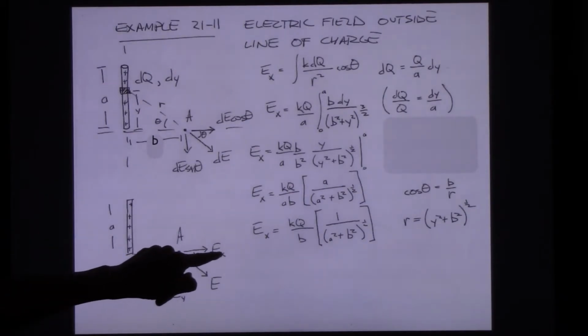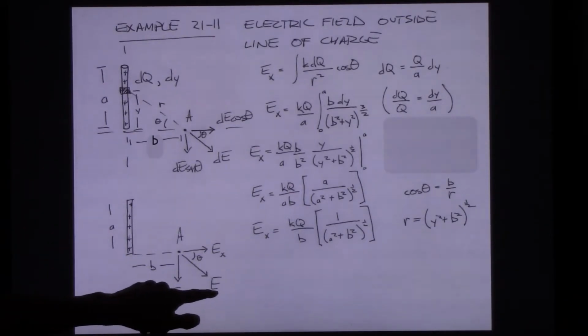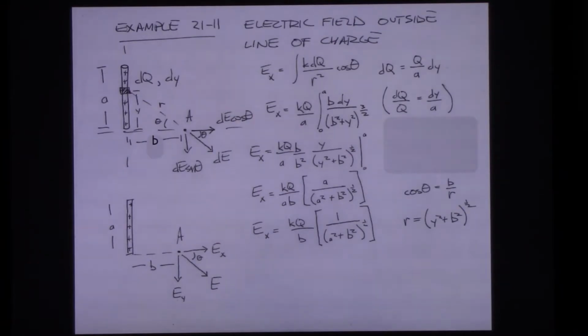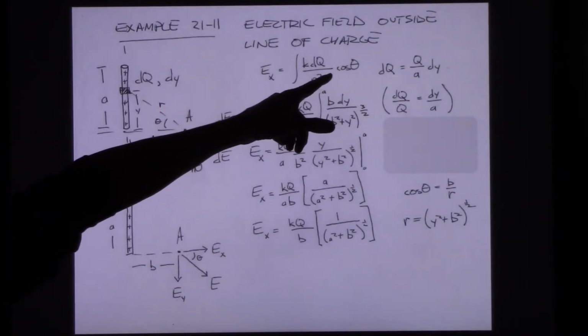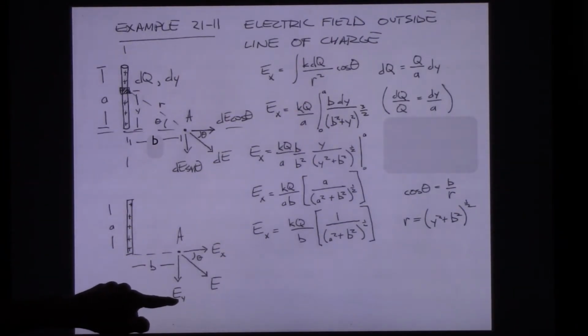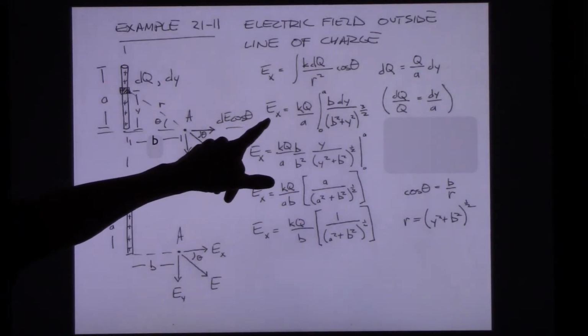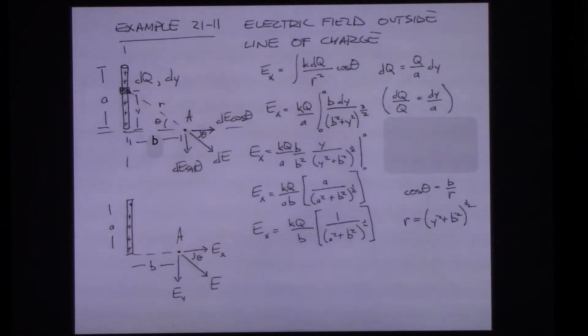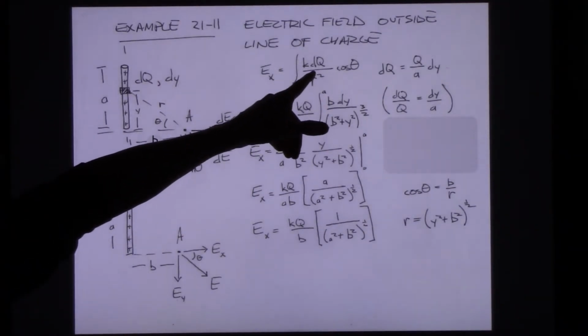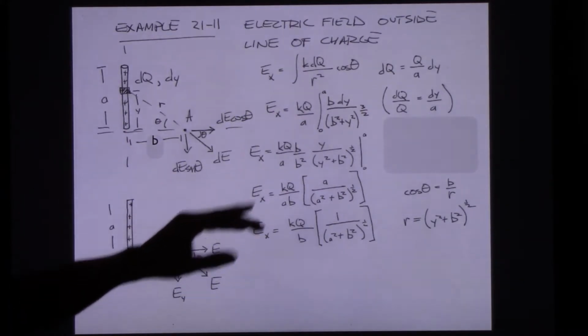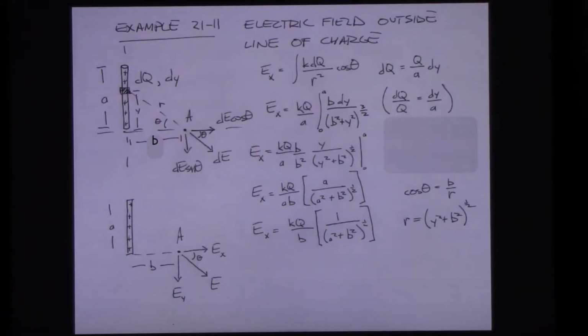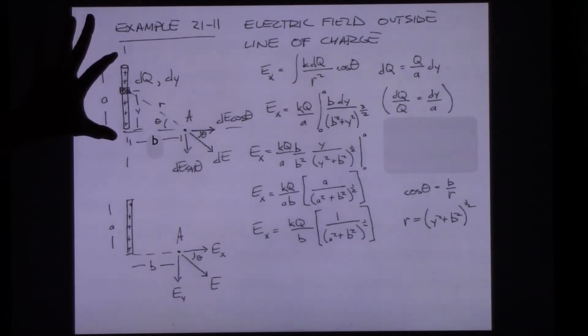Here's EY, here's EX, here's total E, and the EX is going to have that factor of cosine theta attached, and the EY component is going to have a factor of sine theta attached to it. All right, so EX is, okay, we got to talk about how do I deal with DQ. So DQ works this way. Total Q would be the total Q of the entire length.